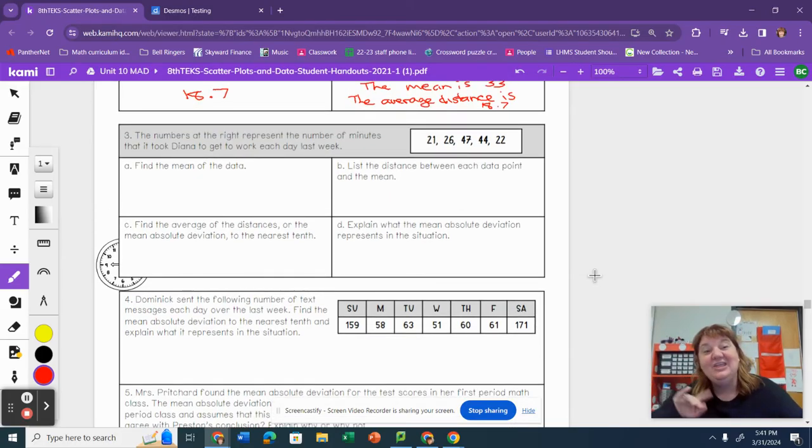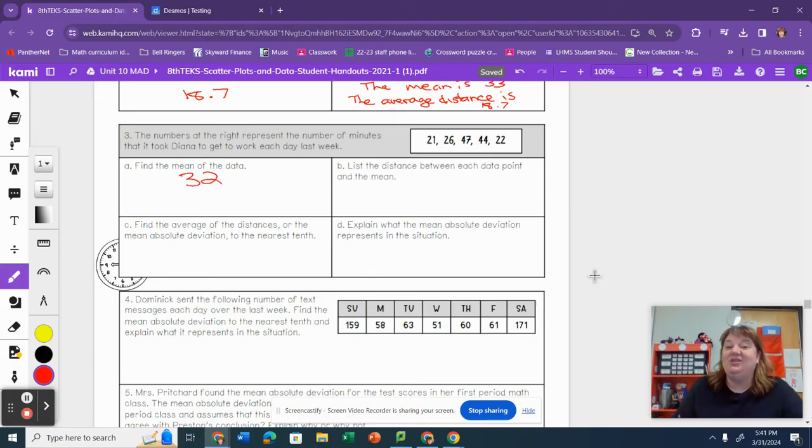So your turn to try. Okay. I'm not going to give you the answer till after the fact. So I'm going to say, okay, you do number 3. And then I'm going to put little questions up. And then I'll give you the answer. Okay. Find the mean of the data. The mean is 32. Did you find it?